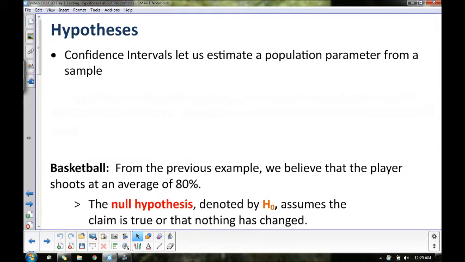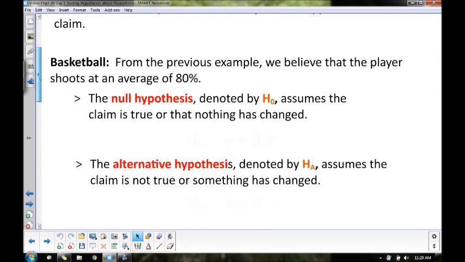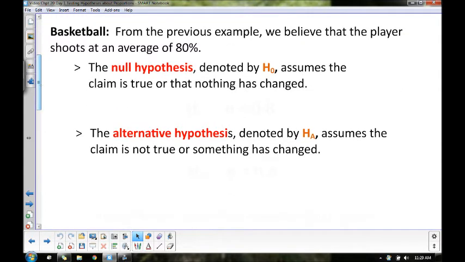Now, a confidence interval lets us estimate a population parameter from a sample. Remember again, we start with a sample and we try to estimate where the true parameter is. In a hypothesis test, we start with a claim about the population, and then we look at the results of a sample. Does the sample itself support or contradict our claim? So we were looking before at a basketball player who said he had an average of 80% free throw completions.